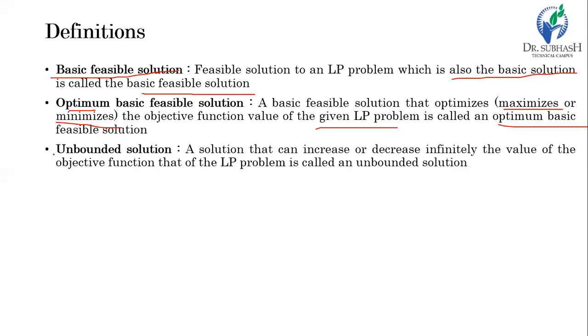Then the unbounded solution. It is the solution in which you get a set of values of the decision variables such that the value of the objective function will either increase infinitely or decrease infinitely. This type of solution is called an unbounded solution. So let's move on to the methods.